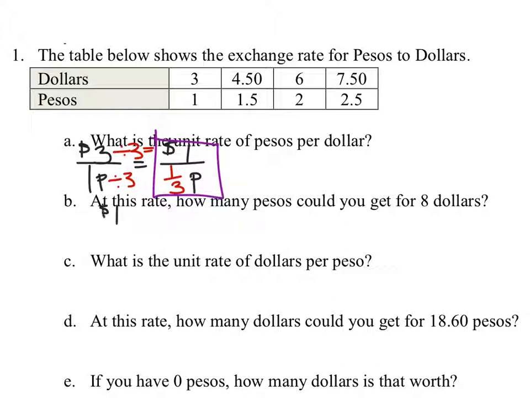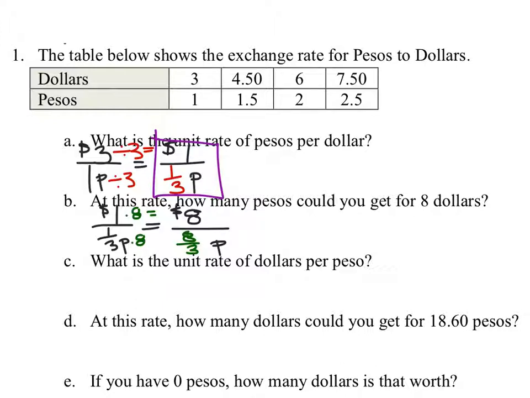So right here we have $1 for a third of a peso. But what we want is to figure out how many pesos for $8. So what would we do? We'd multiply that by 8 to get the $8. So 1/3 times the 8 is 8/3. I'm going to write this as a fraction: 8/3, 2 2/3, 2.6 repeating pesos.